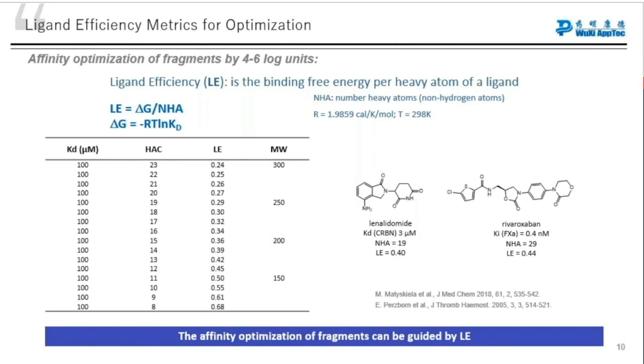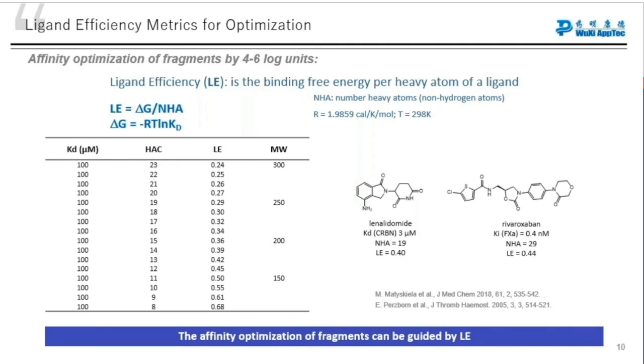And here I've given you a table of different ligand efficiency depending on the number of heavy atoms for an affinity of 100 micromolar. And so you can see that at 100 micromolar, a ligand with 23 heavy atoms comes out with a ligand efficiency of 0.24. And if you look at maybe just the molecular weight of 200, the same affinity would translate to a ligand efficiency of 0.36. On the right side, I'm also giving you some more examples of actually drug-like molecules.